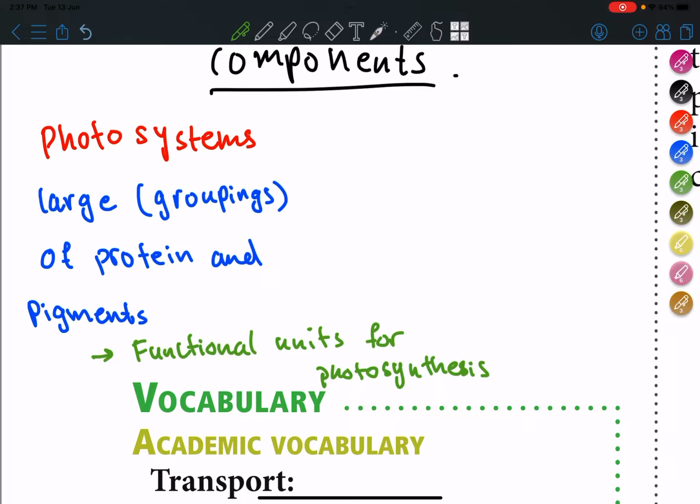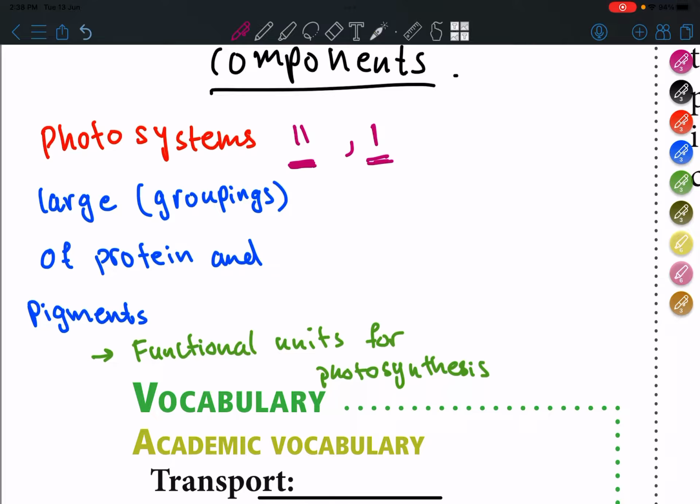So they're functional units for photosynthesis. And we have 2 types of photosystems, and they are photosystem 1 and photosystem 2. It is more accurate to say we have photosystem 2 and then photosystem 1. You might be wondering why photosystem 2 comes first. It is because photosystem 1 was found first, but photosystem 2 is actually the one that starts the process.